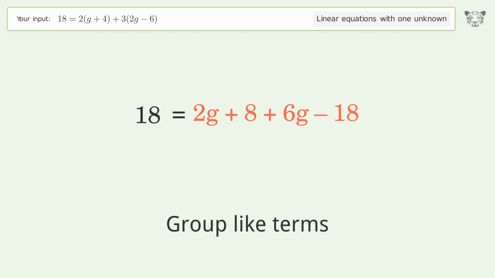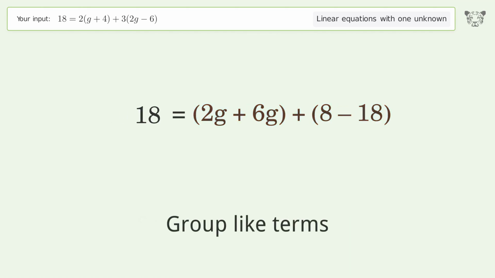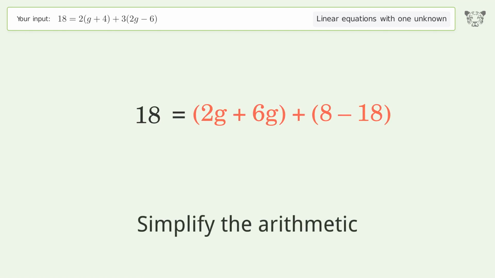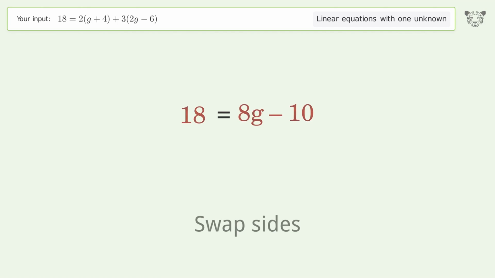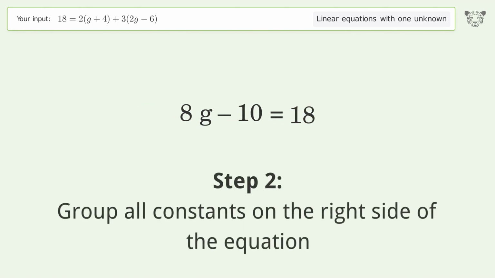Group like terms. Simplify the arithmetic. Swap sides. Group all constants on the right side of the equation.